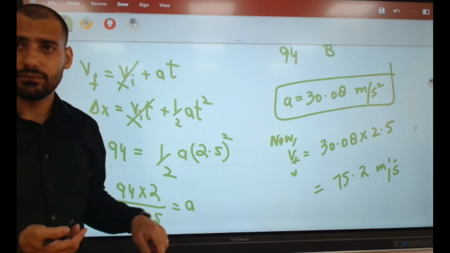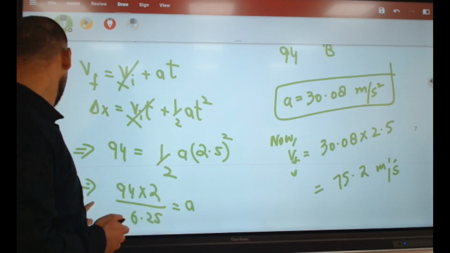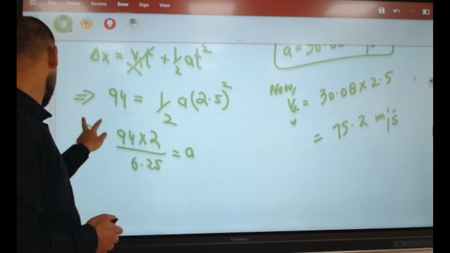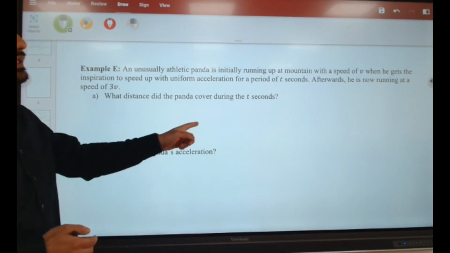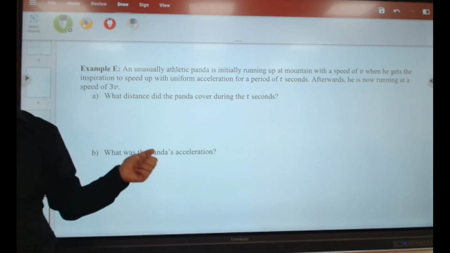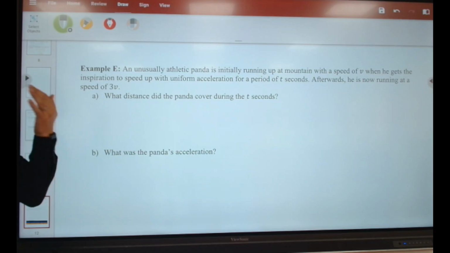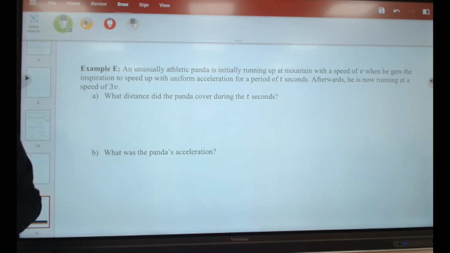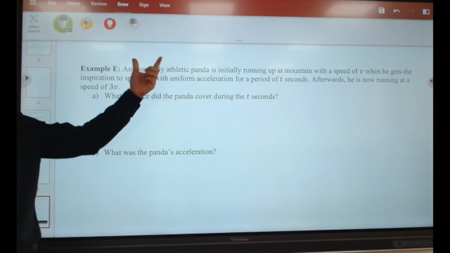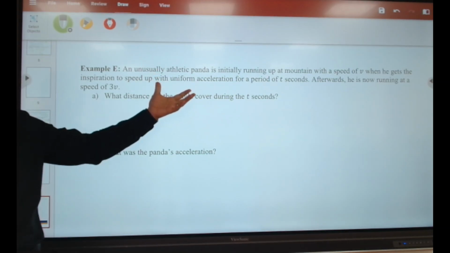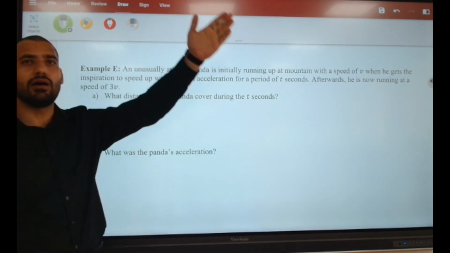We have time? So, okay. Okay then. Hopefully in the next class we'll be able to just copy this question. Can you please take a screenshot or something so that you solve it at home? This question. It is an athletic panda, okay, and it is running up the mountain.